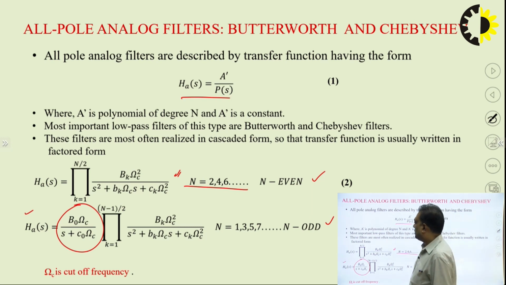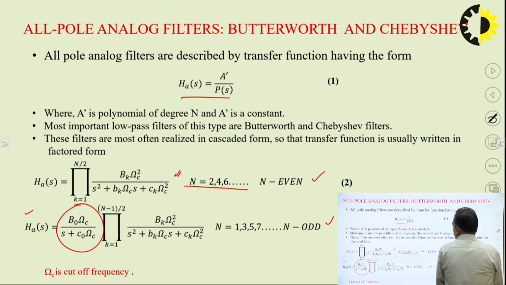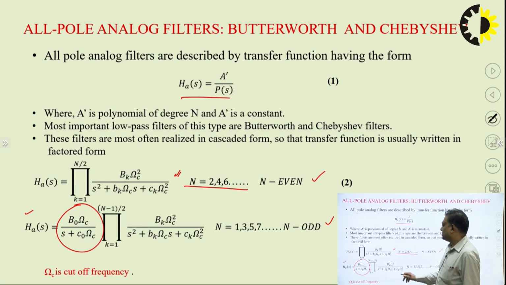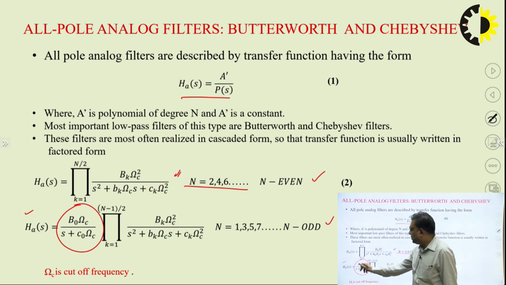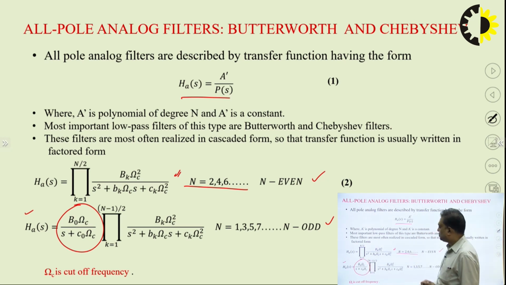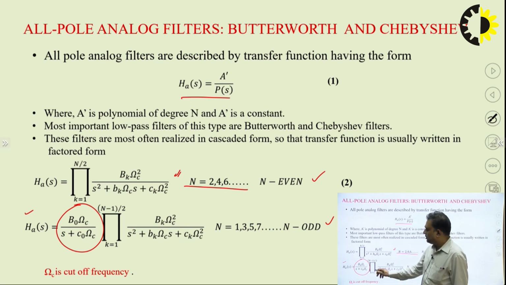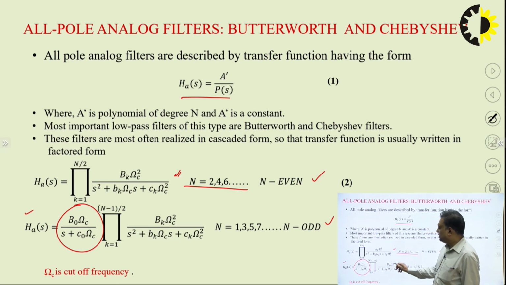So now for obtaining the analog filter transfer function, we have to put the values of capital B1, small b1 and small c1 in this transfer function. So for n equals 2, we have to calculate the values of capital B1, small b1 and small c1. And for n equals 1, the expression is B0 Ωc upon s plus c0 Ωc, and for n equals 3, k goes from 1 to 1, it means the expression is B1 Ωc² upon s² plus b1 Ωc s plus c1 Ωc².